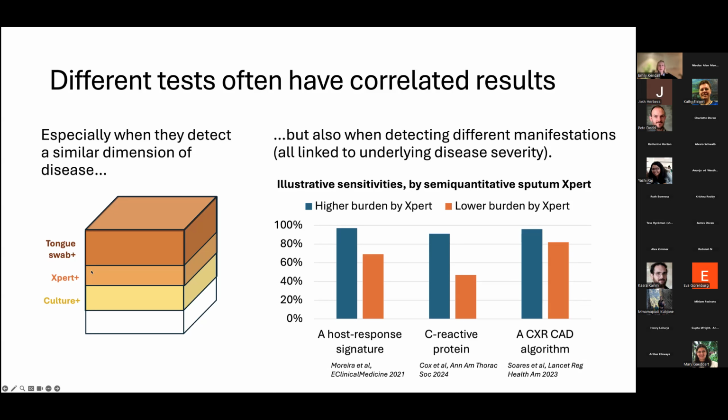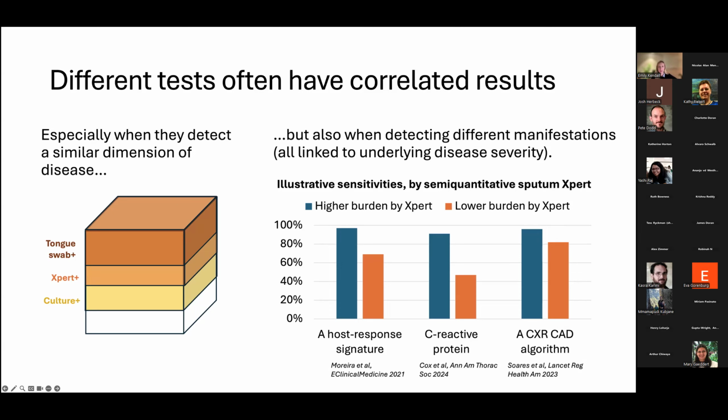This is also true even when we're talking about different tests that detect different manifestations of disease, because all of those different manifestations tend to be linked to some underlying disease severity. You still end up seeing pretty strong correlations.